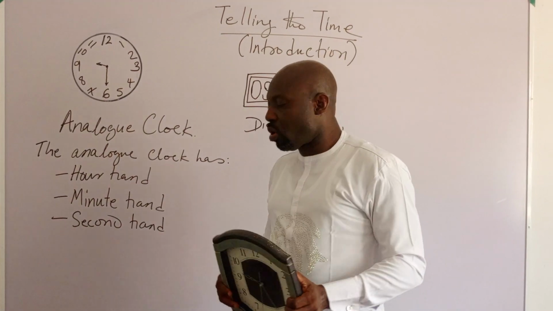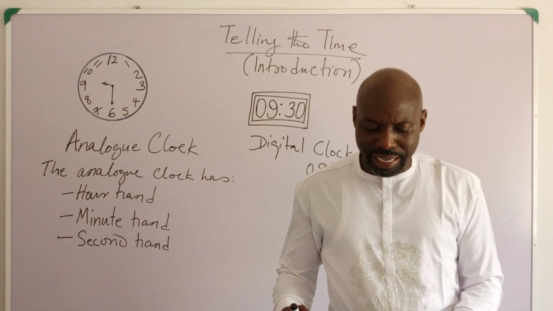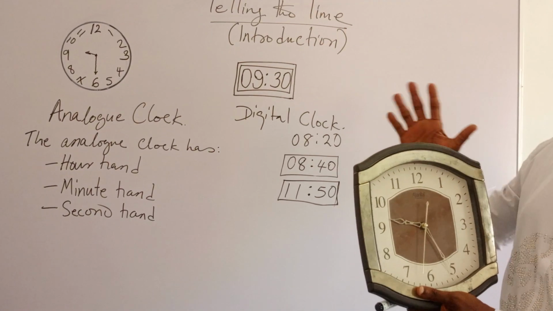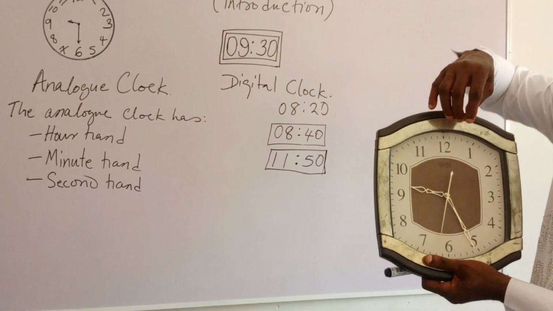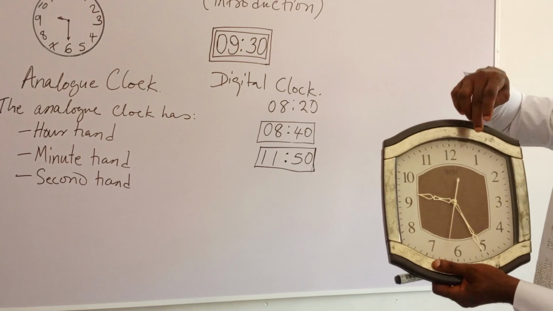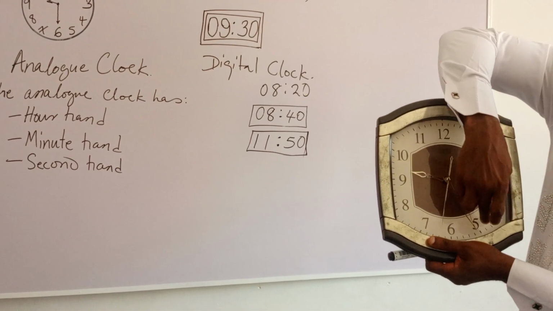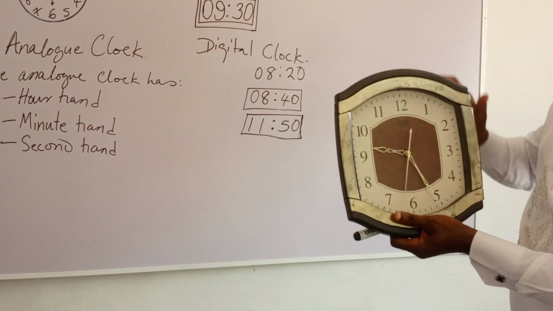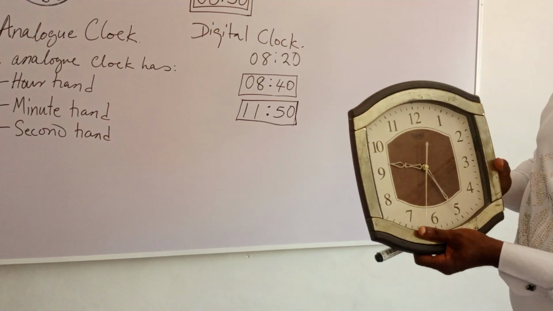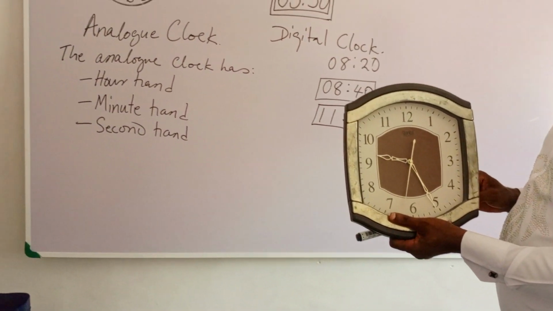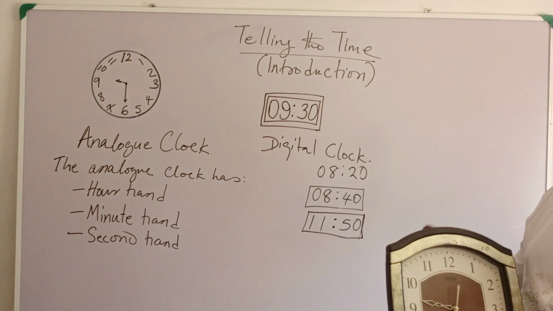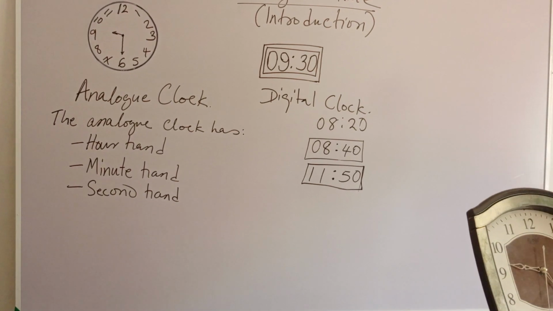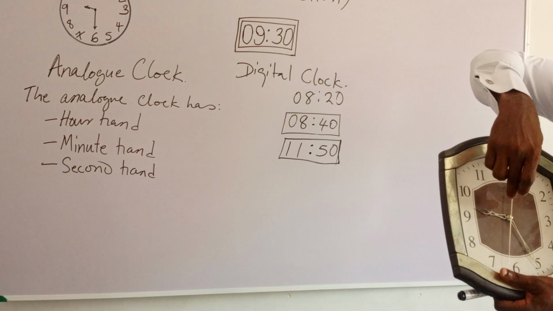So the analog clock has three hands. On the standard analog clock, you will see the short thick hand, the long thick hand, and the long tiny hand. The long tiny hand is called the second hand. Say the second hand. The long tiny hand is called what? The second hand. Now, let's start from the short hand.